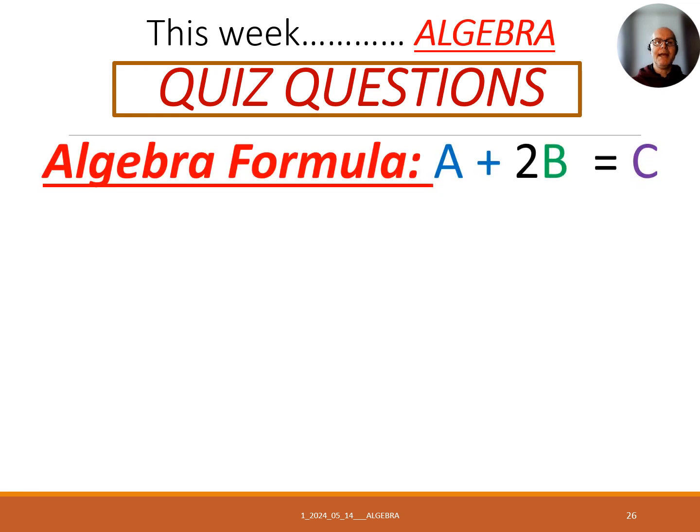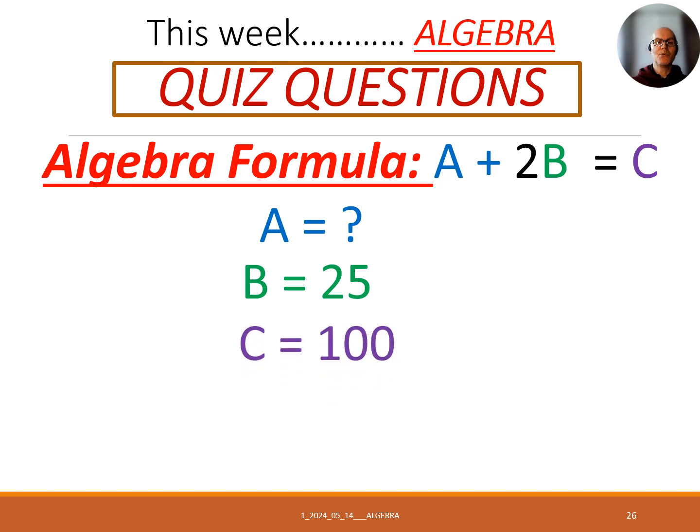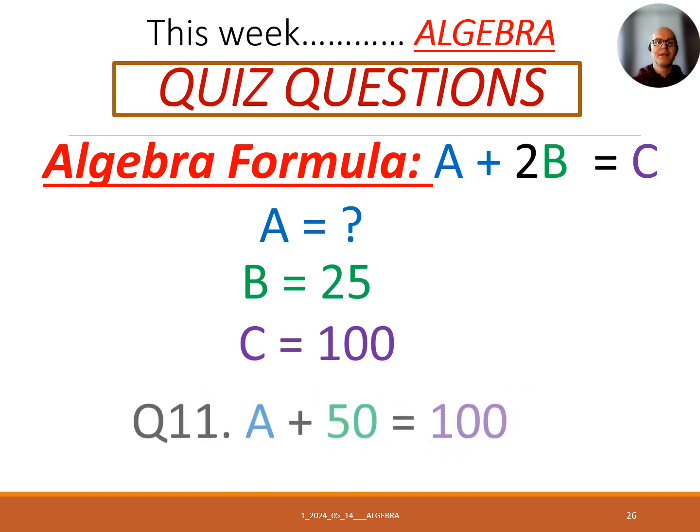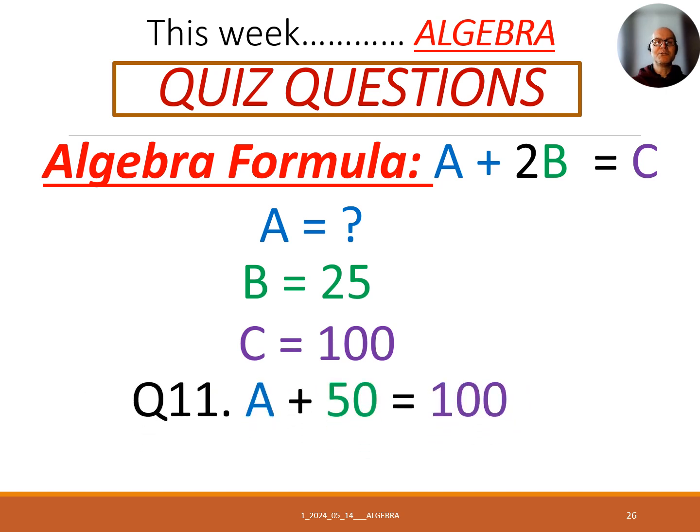Next question. A plus 2B equals C. A is what we're going to try and work out. B is 25 and C equals 100. Put those numbers into the formula. A plus 2 times 25, which is 2B, equals 100. So A plus 2 times 25, which is equal to 50. A plus 50 equals 100.